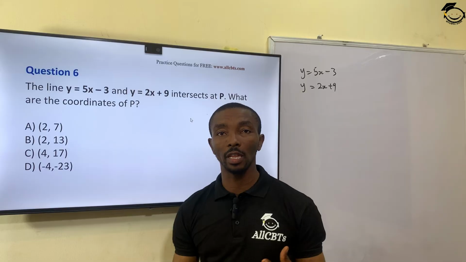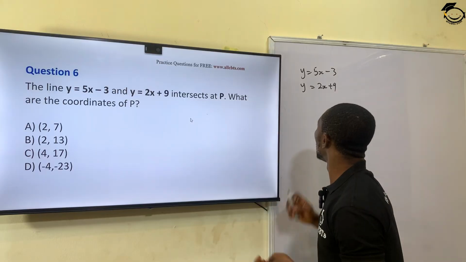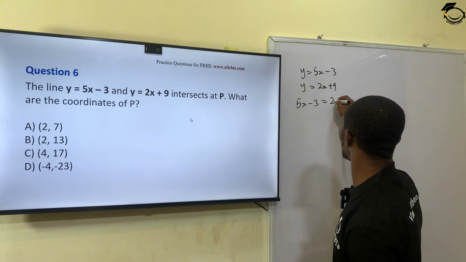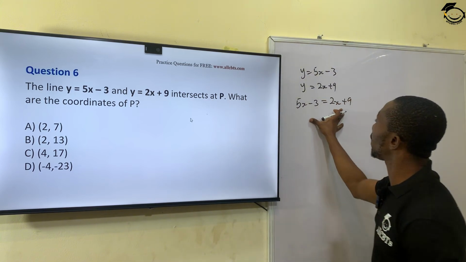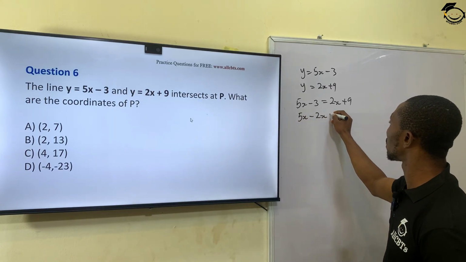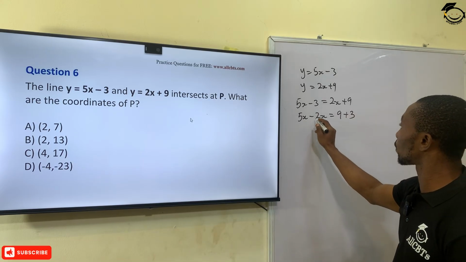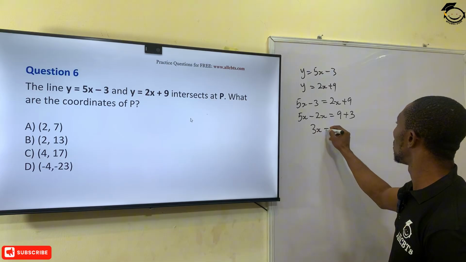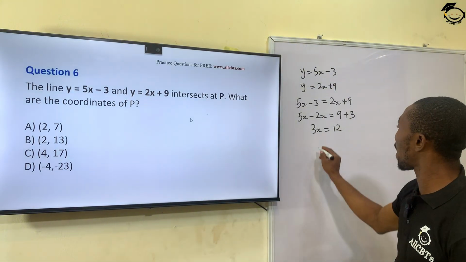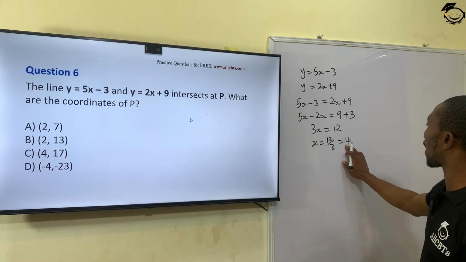Now, for us to find the coordinates of P, we would equate these two equations. So this becomes 5x minus 3 equals 2x plus 9. From here, collecting our like terms, we would have 5x minus 2x equals 9 plus 3. 5 minus 2 will give us 3x equals 9 plus 3, which will give us 12. So our x will become 12 over 3, which is 4. So the value of x will be 4.